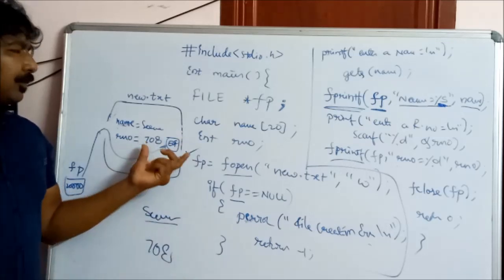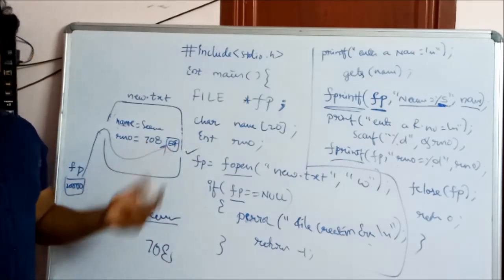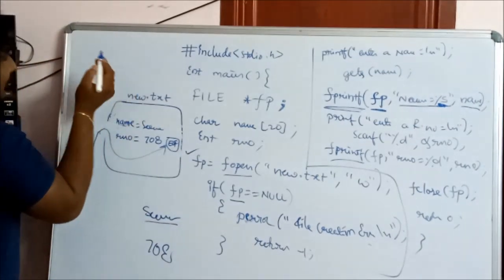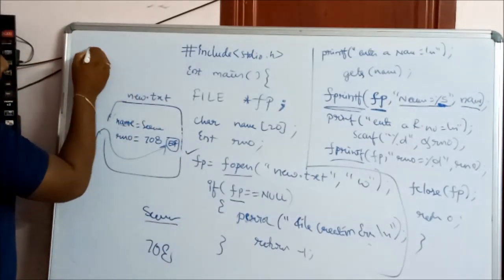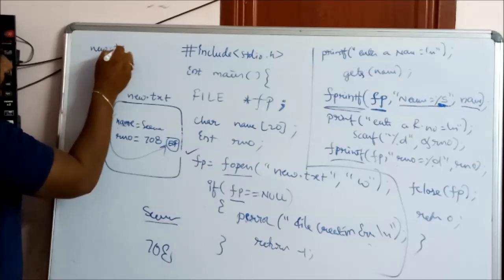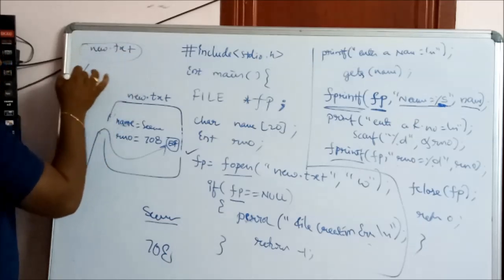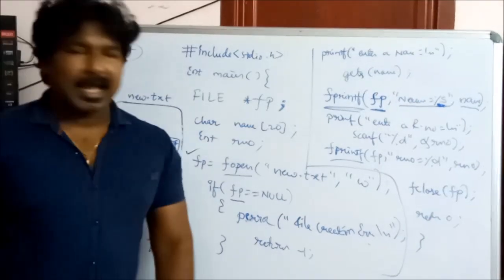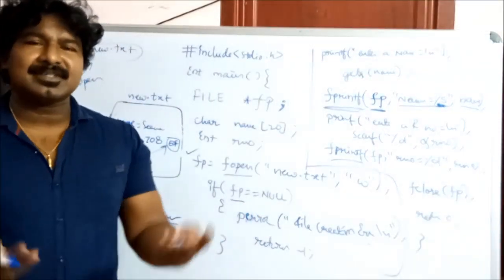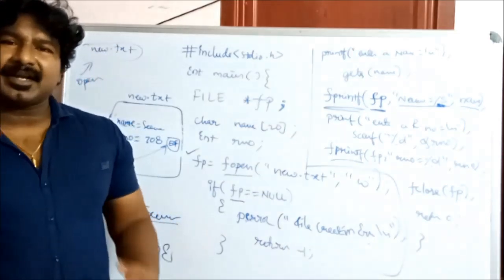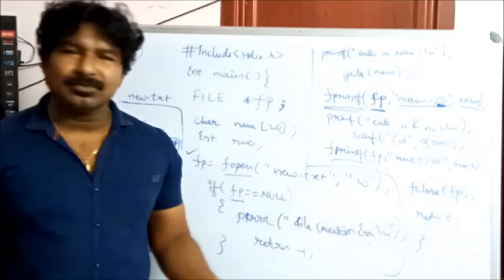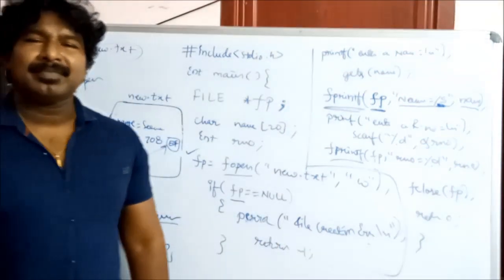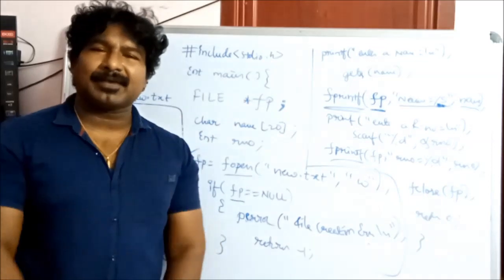Okay friends, if you want to see this particular file's contents, in Turbo C++ you can open this new.txt in the file option, open. Then you can see this data available. I'll show it in the execution part. So your file is created and you can see your data, that is name equals Seenu, roll number equals 708. That is how you can create a small file and enter data into that file friends.